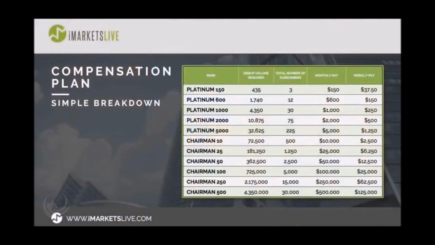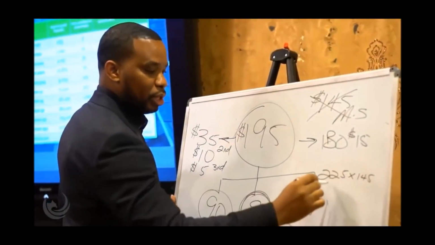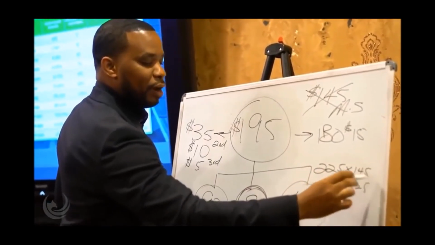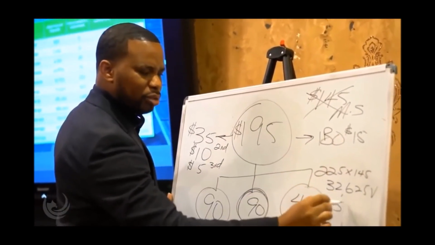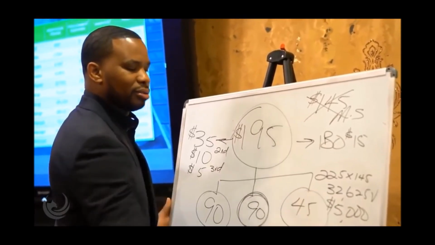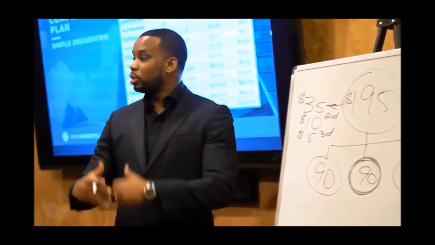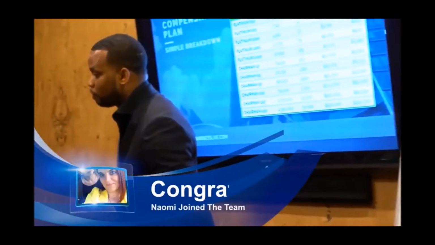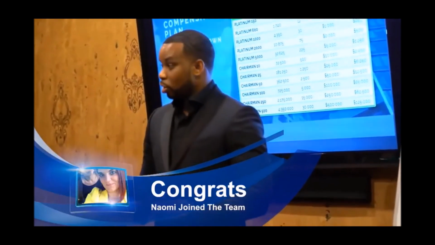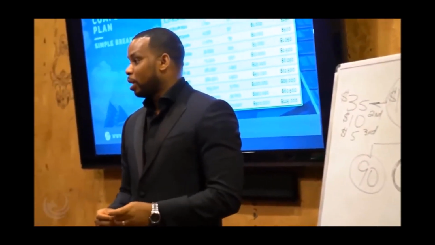You go Platinum 5,000, 90, 90, 45. So that's a total of 225 subscribers in your business, times 145 for the monthly subscription. This is $32,625 in volume. Your residual income is $5,000. Ladies and gentlemen, we could place 90 people below you and it would still count towards your 225. So quite possibly, you can only build a team of 135 people and be at $5,000 a month residual.